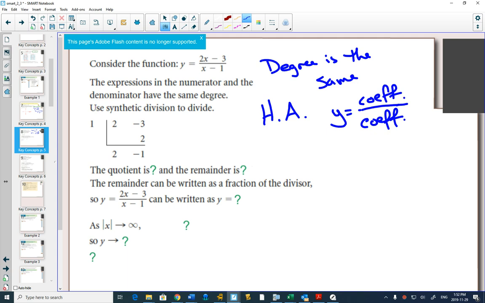So in this situation, the highest degree is x. They're the same. We look at the coefficient on the top, which is 2, the coefficient on the bottom, which is 1. You will have a horizontal asymptote at y equals 2. Do not worry about what they're showing here with synthetic division or any of this explanation. Just do it the simple way of looking at the coefficients.